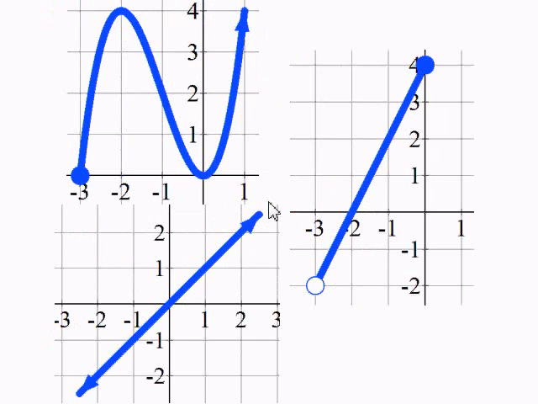Here are 3 graphs for you to try on your own. Please press pause, work them out, and press play when you're ready to see the answer.